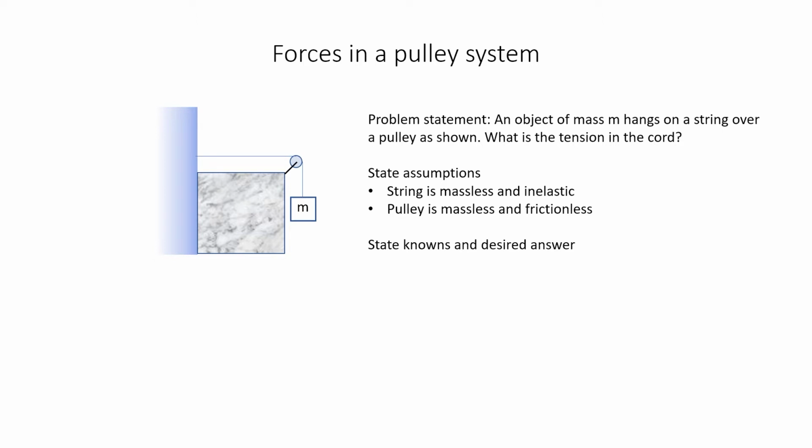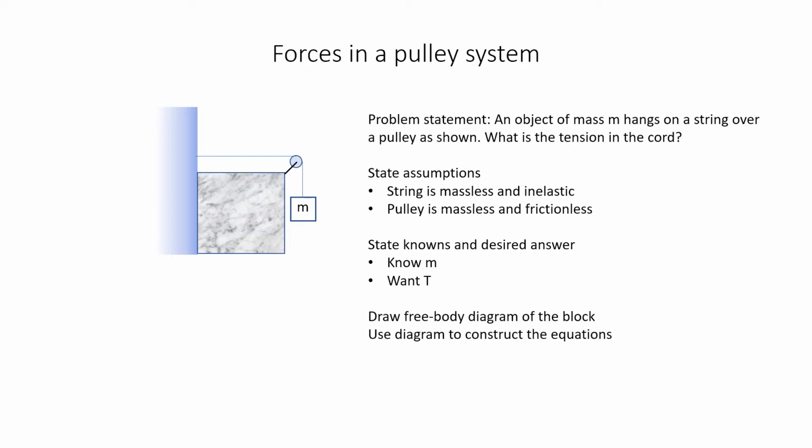The known variables and our desired answers are the next thing to consider. So here we know the mass of the hanging mass, and we want the tension. Next thing we do is draw a free body diagram of the block, and then we'll use that diagram to construct equations, and then solve those equations for the answer in terms of given variables.